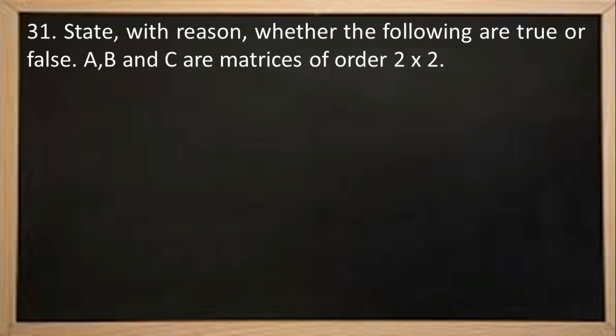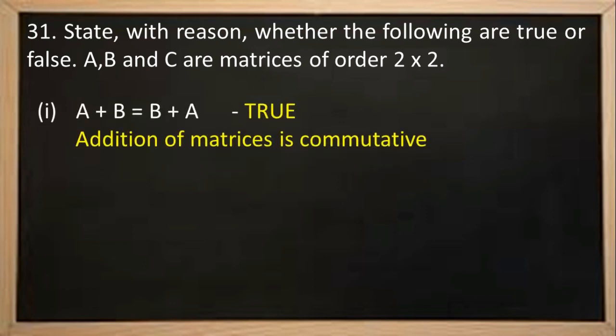So the first question says that A plus B is equal to B plus A. It is true. Already we have calculated that. If the matrix A is of order 2 by 2 and the matrix B is also of order 2 by 2, if both the matrices are of the same order and the corresponding elements are added, then the resulting matrix, whether it is A plus B or B plus A, is the same as the corresponding elements are added. This is true, and we can say that addition of matrices is commutative.